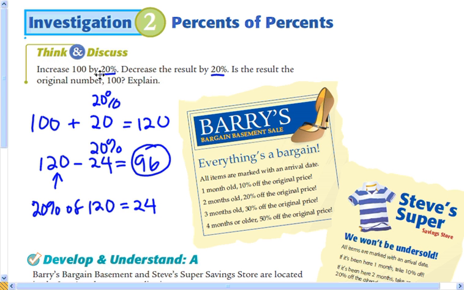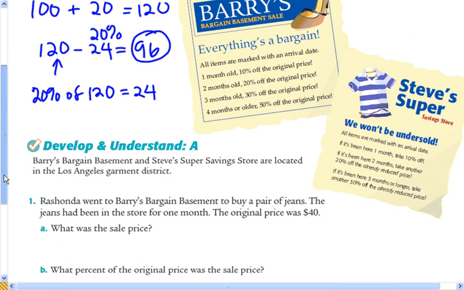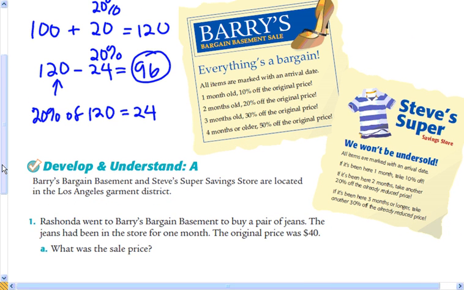So let's do some problems with Barry's bargain basement sale. Now notice how he does it. For every month old, he adds another 20% discount, till he gets to 4 months old, then he just takes 50% off the original price.